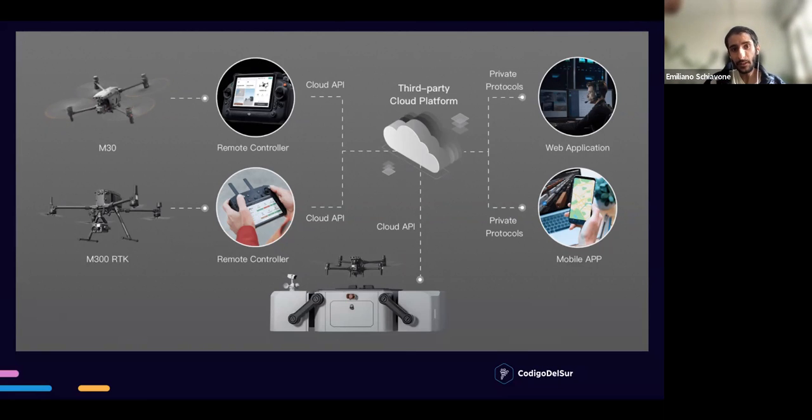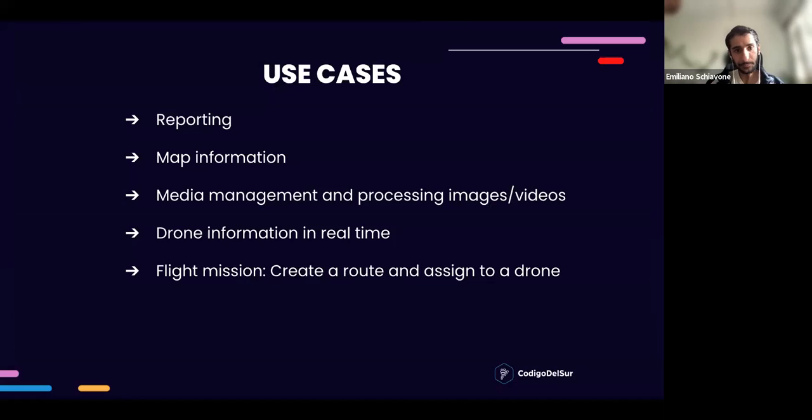In this case, one of the goals of the Cloud API is that the developer doesn't have to be knowledgeable about the hardware of the drone. They only have to get the events that the remote controller sends. When the drone moves or takes a photo, it will emit an event that you can get.